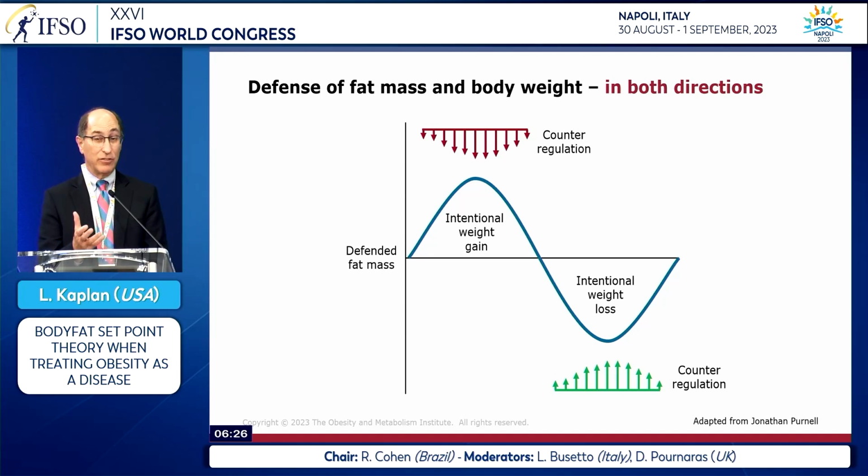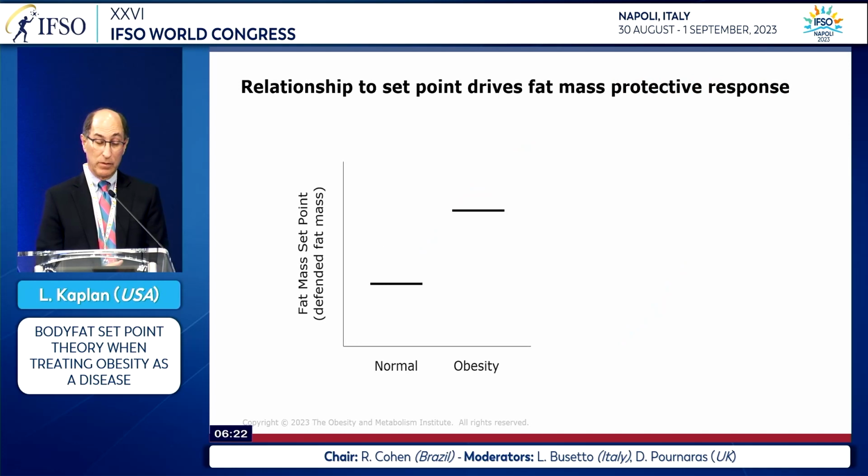And that counter-regulatory process is what accounts for that weight gain that I just showed you a minute ago. So, as I mentioned, what's wrong in obesity is that the body chooses to set the wrong amount of fat, and that's shown here by the horizontal black line.